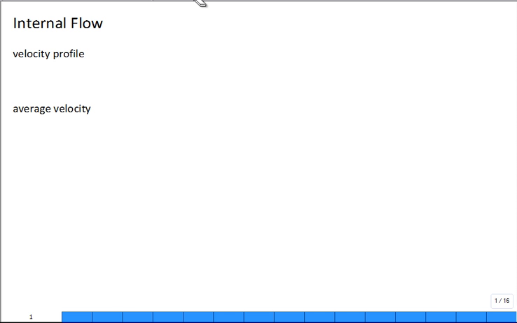Internal flow. And this actually is where I think the semester becomes more interesting for most engineering students. It's internal flow. It's very applicable. Well, first of all, we step back and we talk about the velocity profile for flow in a pipe. We've done this before. So you think about the pipe.